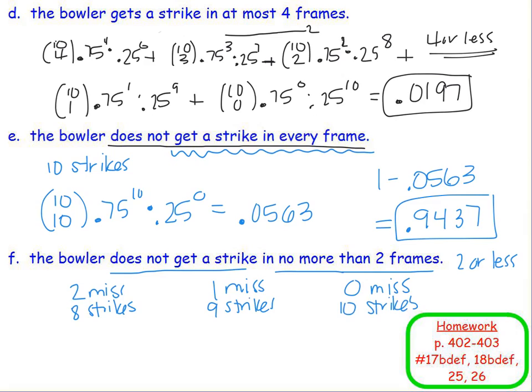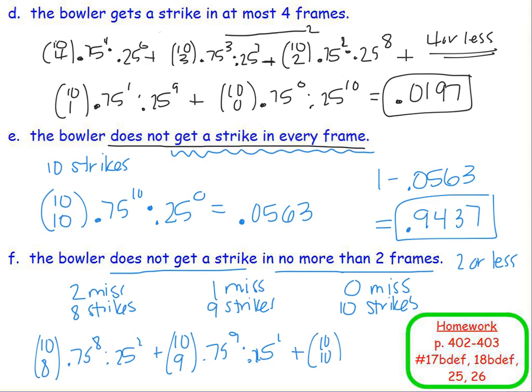Now we can fill in the numbers. So 10 frames, 8 strikes. 0.75 to the power of 8 times 0.25 to the power of 2 plus 10 frames, 9 strikes, 0.75 to the power of 9 times 0.25 to the power of 1 plus 10 over 10, 0.75 to the power of 10 times 0.25 to the power of 0.